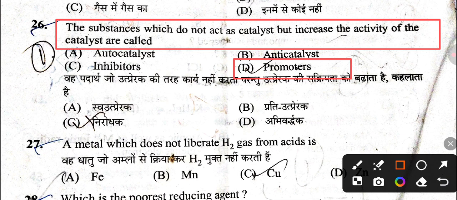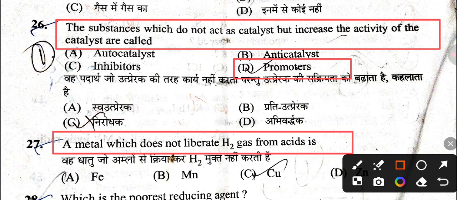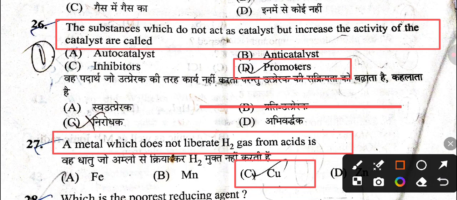A metal which does not liberate H2 gas from acid. So it is from the reactivity series. The metals which are situated above the hydrogen are more reactive and they can displace hydrogen from any reaction, but the metal which is lower in position than hydrogen in reactivity series cannot displace hydrogen in the reaction. So it is copper which is below hydrogen in reactivity series. So option number C is the right answer.